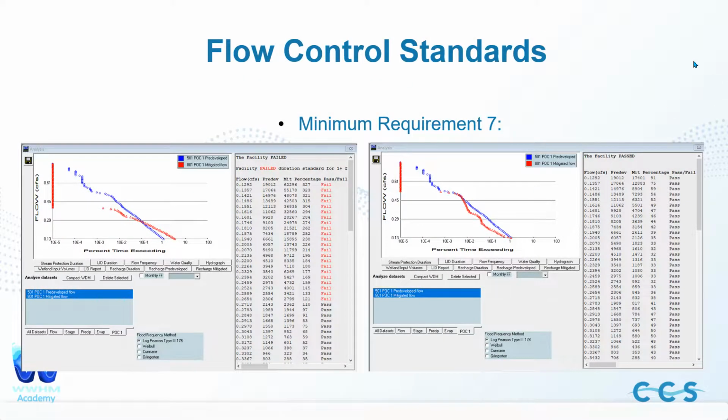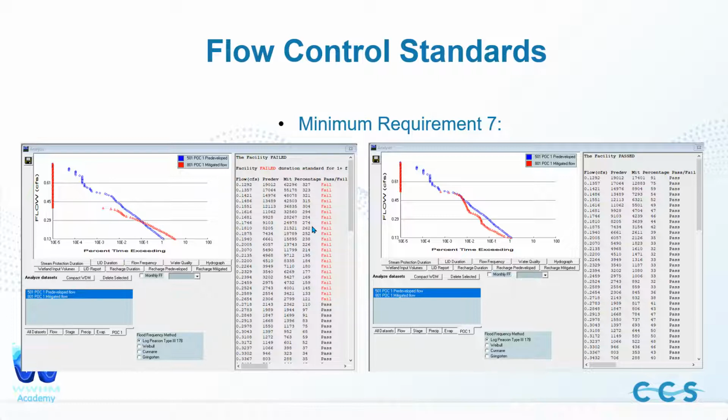Okay, so this is the flow control standard for minimum requirement number 7. And you can see on the left here, the blue graph, and if you're familiar with WWHM 2012, you've probably seen this many times before, but the blue line is representing your pre-developed flow. Your red line is representing that mitigated flow. And so you can see here that the red line is going past that blue line for many of the flows here, and the facility is failing.